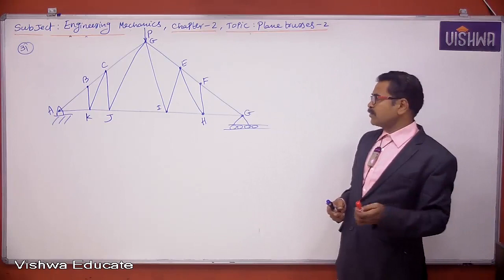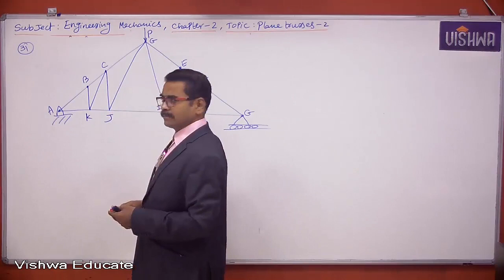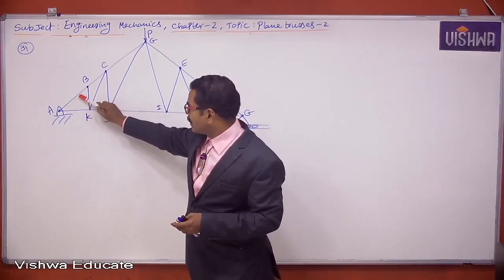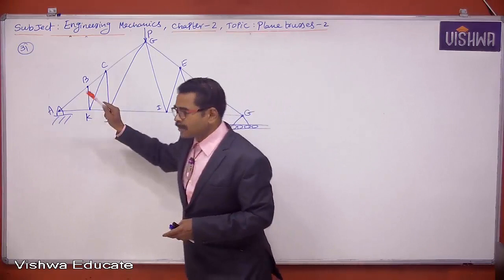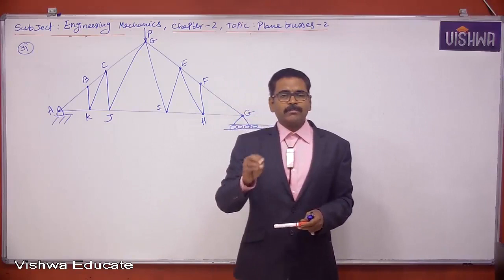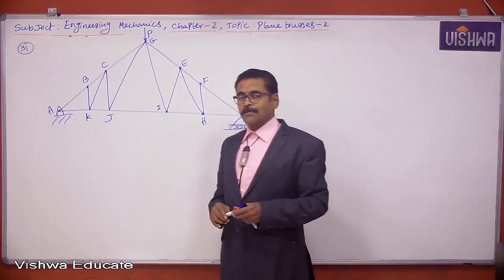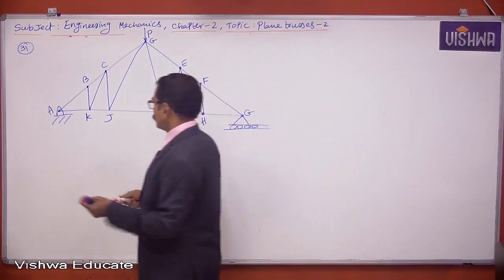So first you may identify joint B. About joint B, three members are joined. Member AB, member BC, member BK. Three members are joined at B. Out of these three members, two members are collinear. AB and BC are collinear. And joint B doesn't carry any force. So in this scenario, the third non-collinear member will carry zero force. So this element will definitely carry zero force.